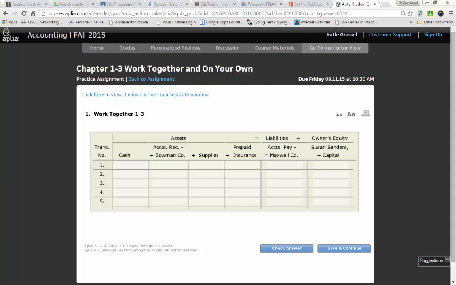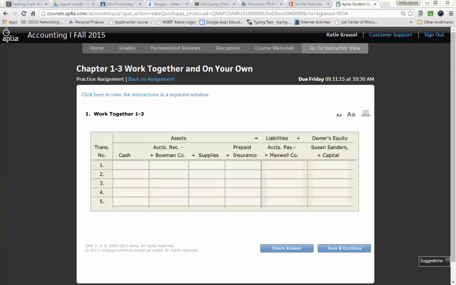So when we take a look at Work Together 1-3, we have our accounting equation of assets equals liabilities plus owner's equity. Definition of an asset is what? Who wants to give it to me? What you own and has value. Yes. Liability? And the hard one? Leftover, yes, right? So that's our accounting equation.